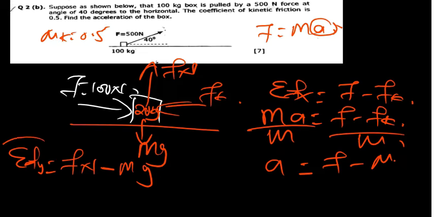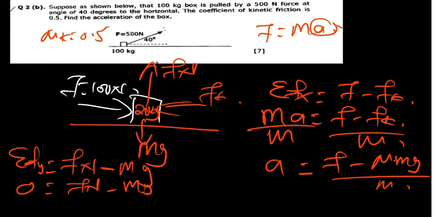Since this object is not moving in y direction, therefore the net force is 0. So this is going to be replaced with 0. So we're going to have 0 is equal to Fn minus mg. I can shift mg to the other side and you're going to see that Fn is going to be mg. Okay, now we divide it by m. Now you can plug in the values here and find the acceleration.